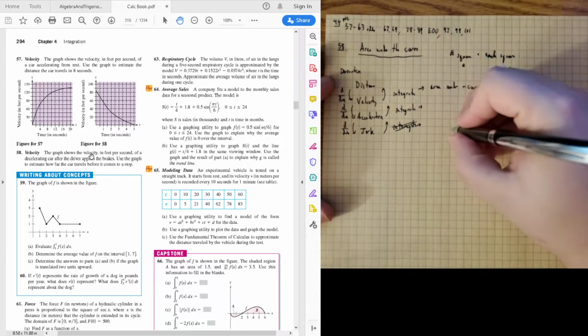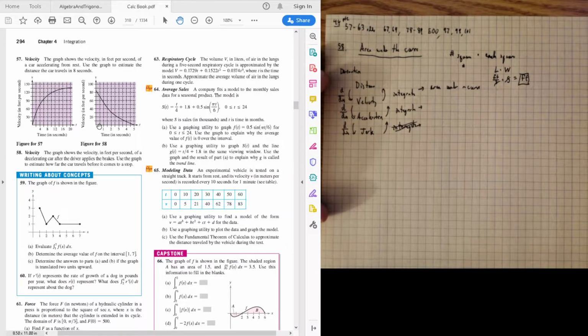Let's take a look. How many squares are we looking at here? Well, let's take care of the easy ones. 1, 2, 3, 4, 5, 6, 7 full ones. 8, 9, 10, 11, 12, 13, 14, 15, 16, 17, 18, 19, 20, 21, 22 full ones. We've got really close to another full one right there, so I'm going to call that 23. Another really close to a full one right there, 24.